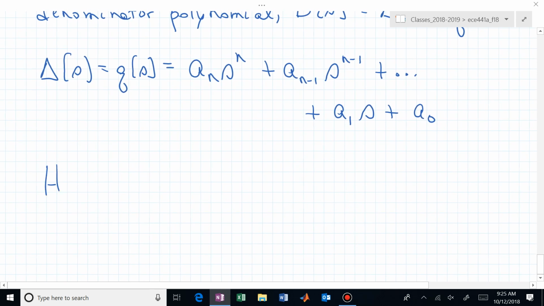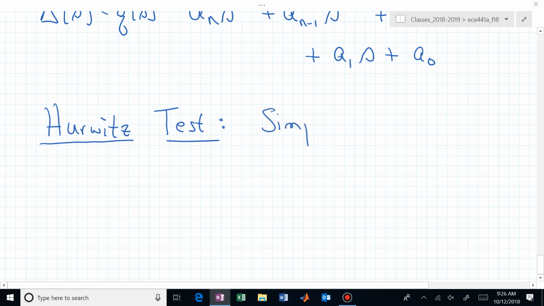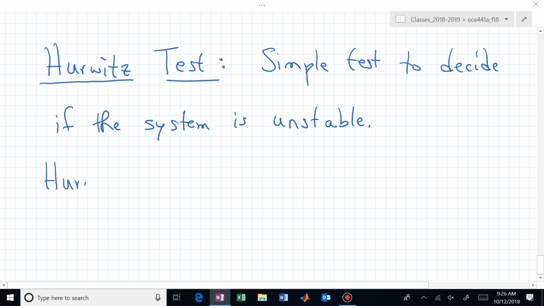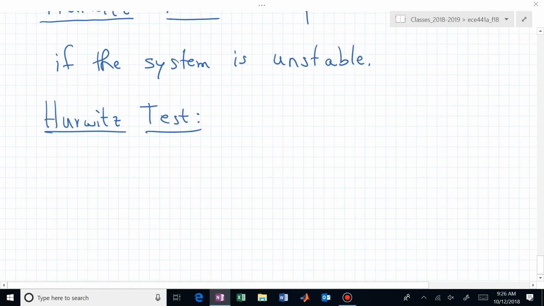Here's the Hurwitz test. I said this Routh-Hurwitz is sort of a two-stage process, and the first step is, if you're just looking for stability, you can perform the Hurwitz test first, and that might give you the information that you need. This is a simple test to decide if the polynomial has roots in the right half plane, that is, if the system is unstable. Here's the test, and I've already given it to you for a second order monic polynomial. The Hurwitz test is 1.